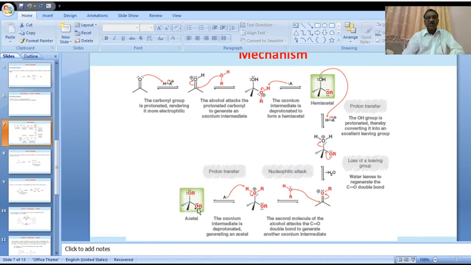This is the final acetal structure. In an acetal, two OR function groups are attached to the carbonyl carbon. This is the clear-cut mechanism of carbonyl compounds reacting with 2 moles of ROH in presence of acid to form acetals. Is it clear, all of you? Is there any doubt in this reaction?